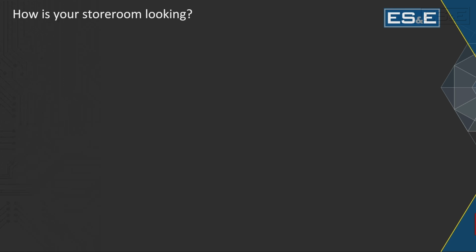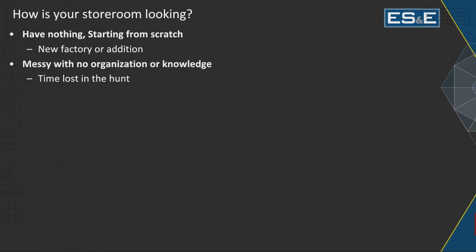We're going to go through the steps of how to fix this, but different customers have different problems, so this is going to go through some of the things I see. One is a new factory where you're starting with nothing, or you're just adding something and you've got to start from scratch. Next is messy with no organization or knowledge: the room that just has a bunch of stuff and you don't know what's in there. You have to hunt all the time.